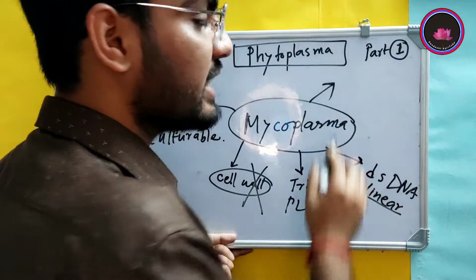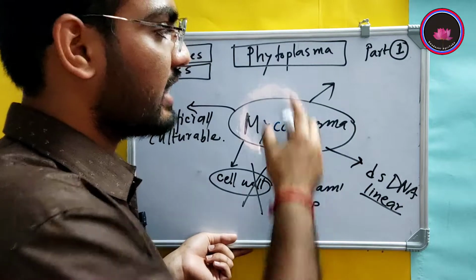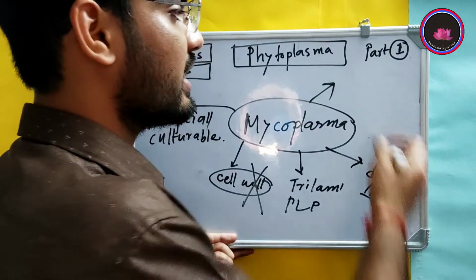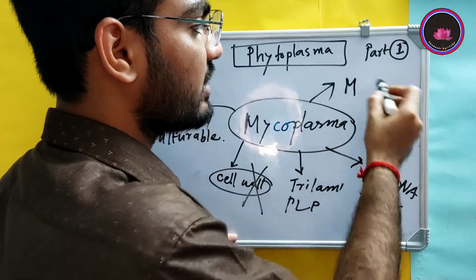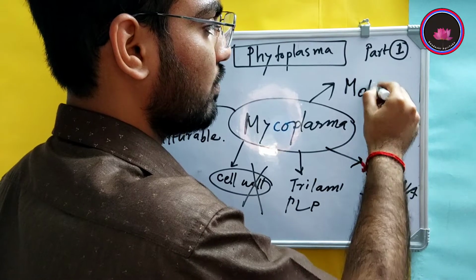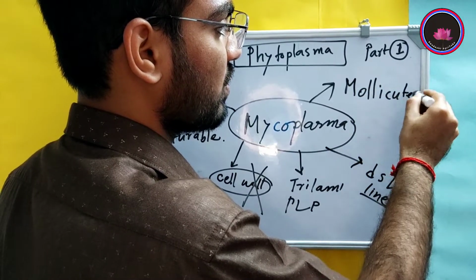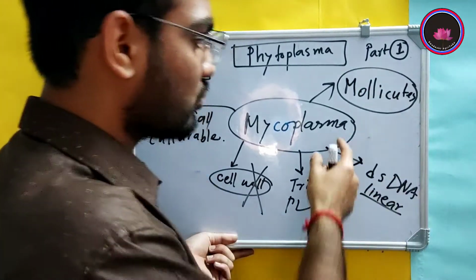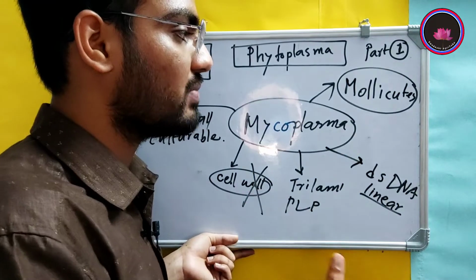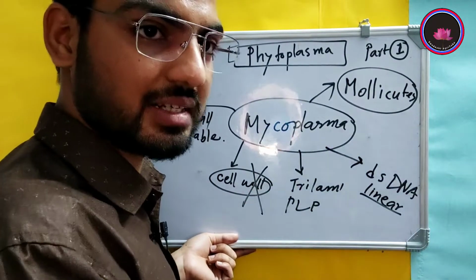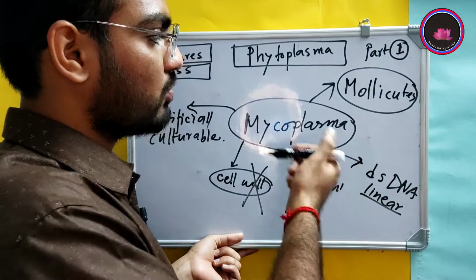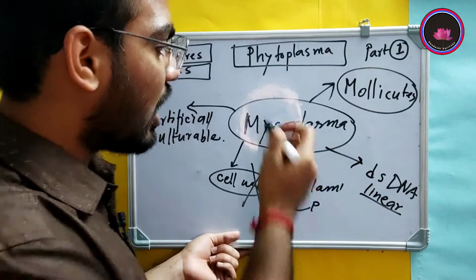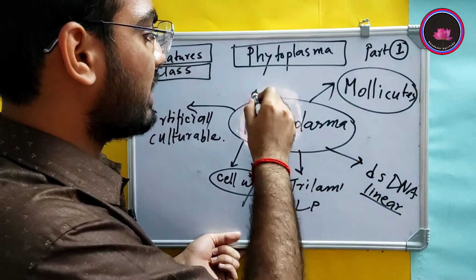Because of the degenerative evolution, they are different from the bacteria, and that's why they are included in a separate class, Mollicutes. And that's why they have a low size of genomic material compared to the bacteria. Also, they are smaller than the bacteria. And how do they multiply? They multiply by binary fission.